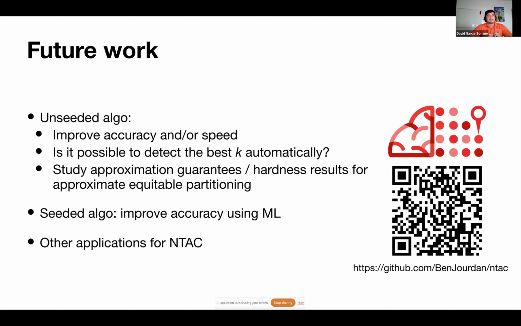Let me also say finally that I believe that this algorithm, since it provides a new partition primitive, could also have applications to other problems, both in neuroscience and in data mining in general. Maybe it can be used to initialize GNNs, for example, or something like this. It's a new kind of partition that has barely been studied before, and I'm confident that we could find more applications of it.